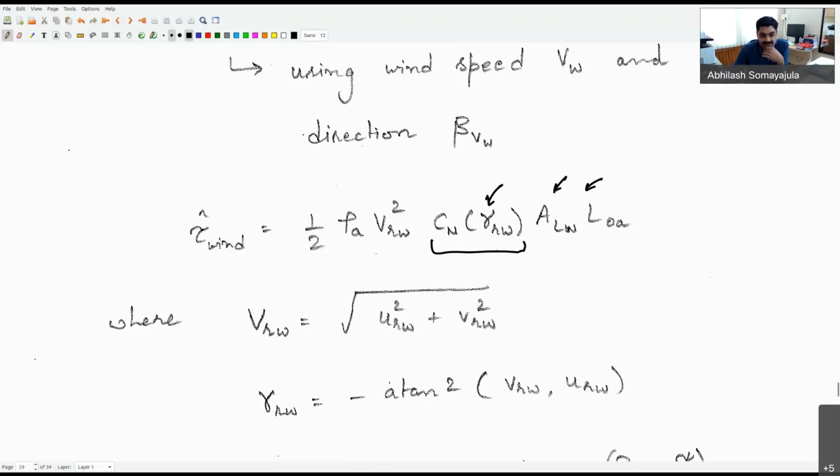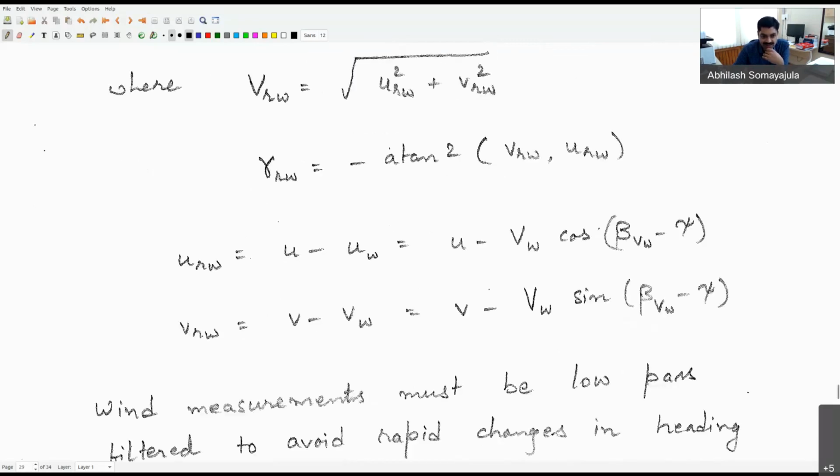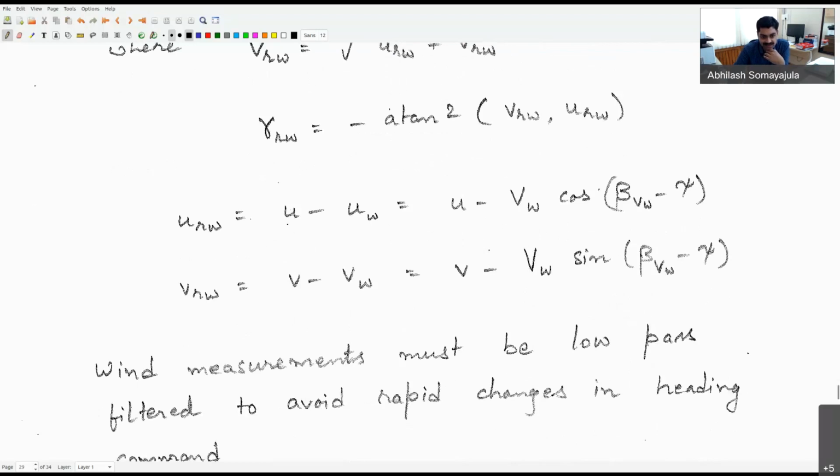Now this V_RW was taken as the square root of small u_RW squared plus small v_RW squared, where these are the relative wind speed components with respect to the ship's body fixed coordinate system. That is how they are defined: the speed of the vessel minus the wind speed in the surge direction, and the speed of the vessel in the sway minus the wind speed in the sway direction.